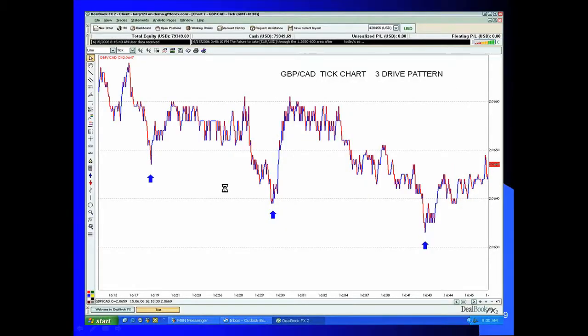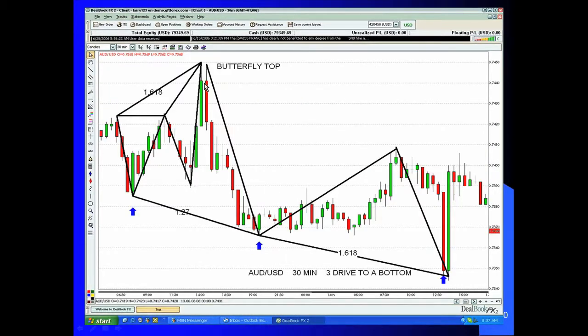Here's one on a 30-minute chart with the Aussie dollar versus the U.S. You'll see you have a butterfly pattern forming on the 30-minute, and then you have a 3-drive pattern forming also, showing you how the patterns intersect. And you'll see that the retracement back here is exactly 61%.